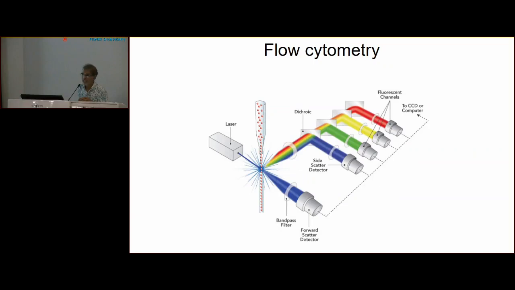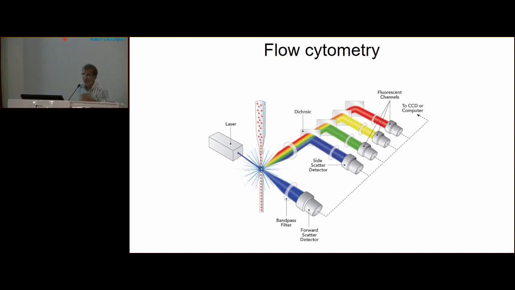This is shown as one laser, but you could have an array of lasers. You could have 3, 4, 5, depending on how many parameters you want to do. And then light scattered is collected by these different detectors. You've got what are known as band pass filters and all. I did not go into details of that.